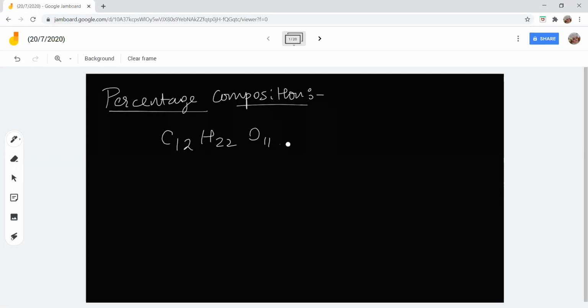Have you all identified? Yes, Kenshu. Yes, Mohana. Have you all finished? Calculate the percentage composition of carbon, hydrogen, and oxygen.